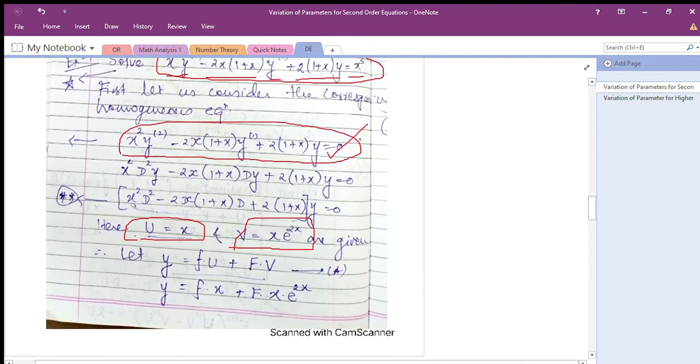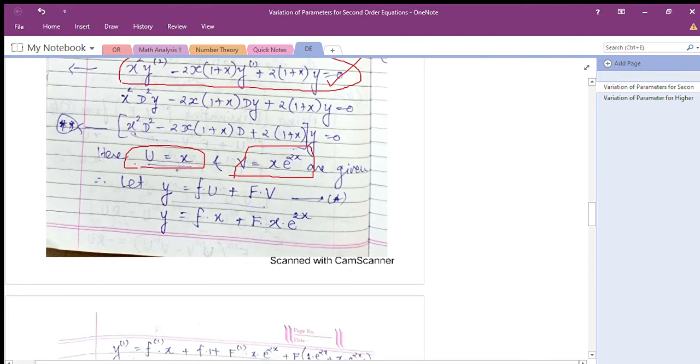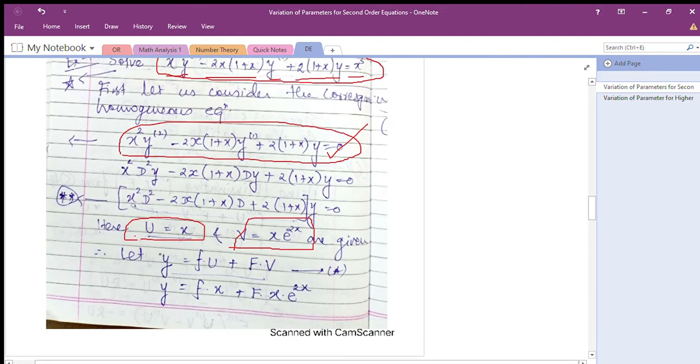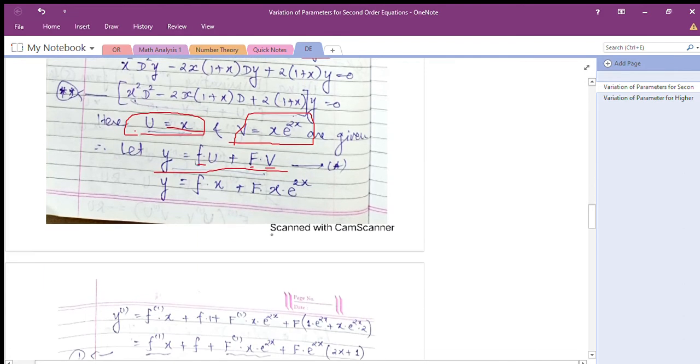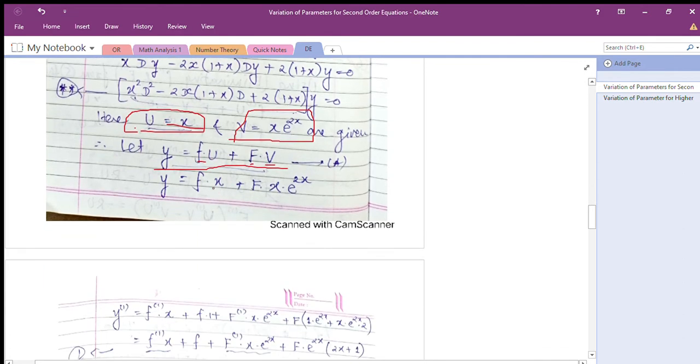Then, since that equation is homogeneous, we can have the complementary function. Let us call it y. So y is equal to small f into u plus capital F into v. Let us put the value of u, that is x, and v is equal to x e raised to 2x. Let me call it star.